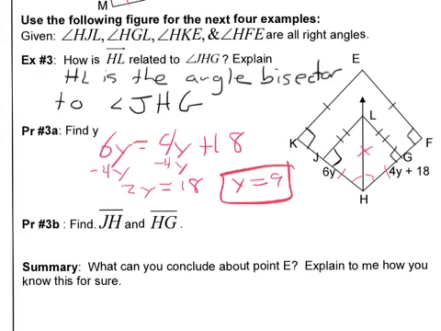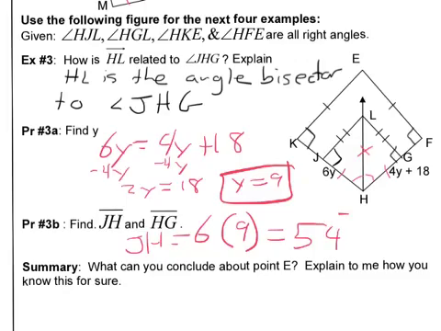You should try that on your own. I'll do it here with you. JH equals 6 times y, or 6 times 9, which is 54.